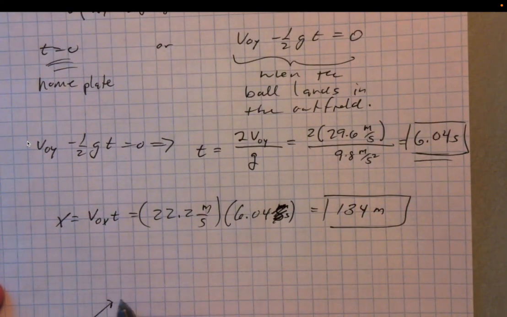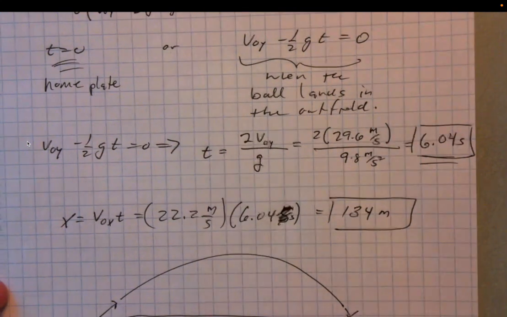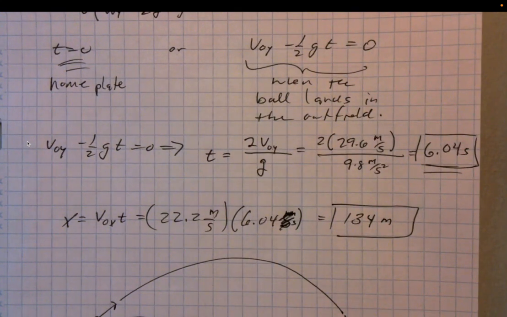So we hit the ball, it travels some path, and it lands. And that distance is 134 meters. I think that's a pretty good hit. Okay, all right, very good.